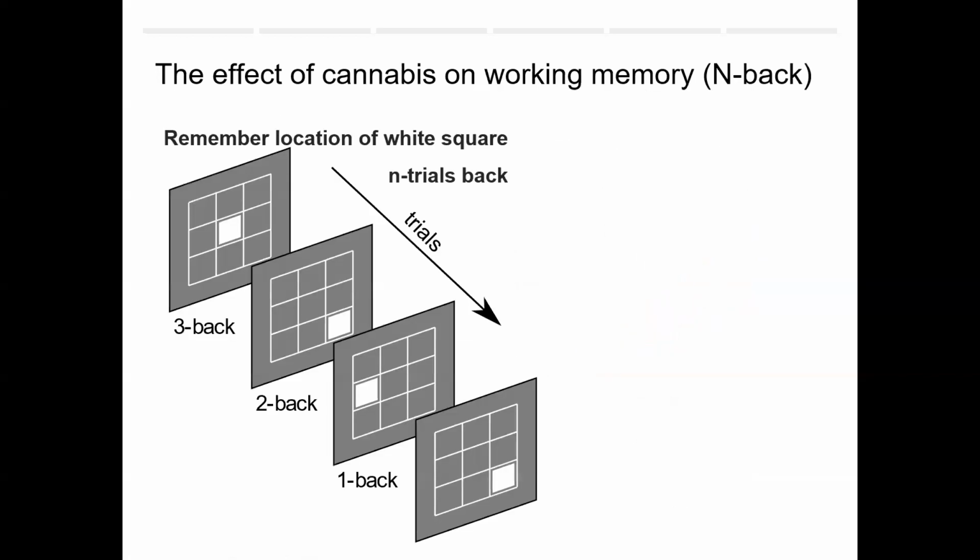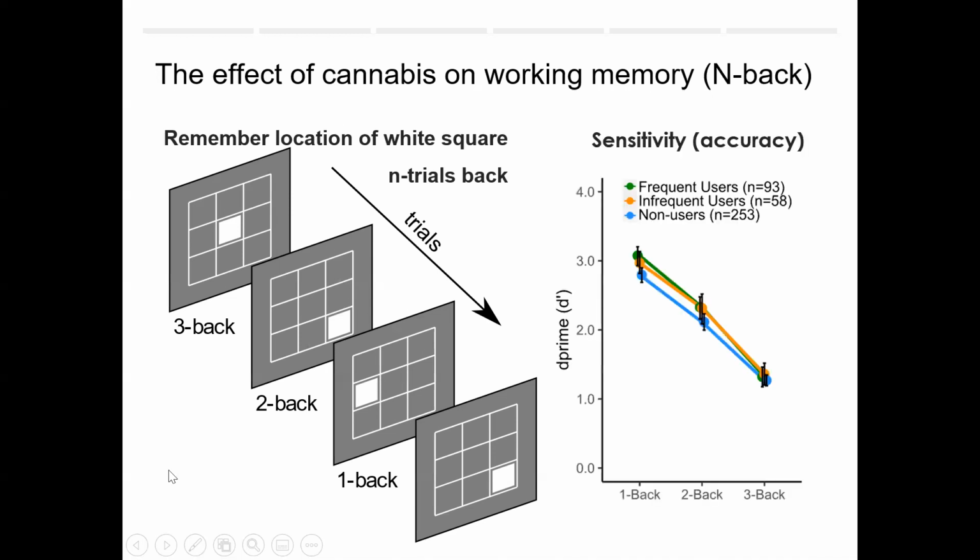We had another task that was supposed to measure working memory. It's called the N-back task. In every trial, they see one of these 9 squares light up, and they have to say whether this location is the same as the square that lit up in the previous trial, the 1-back, or 2 trials ago, the 2-back, or 3 trials ago, the 3-back. You can imagine it gets harder every time you go back, and that's indeed the case. Sensitivity or accuracy becomes poorer as you have to use your working memory farther back. But again, the main point is that it didn't differ across the 3 sets of users.